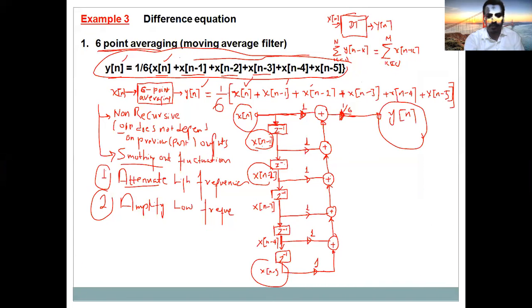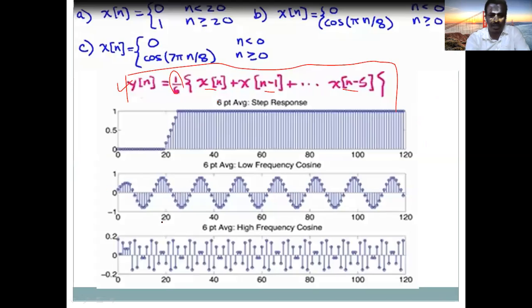this 6-point averaging. So this 6-point averaging system, it's used for what? Smoothing out, which attenuates high frequency and amplifies low. So to check this, we apply 3 inputs to check 3 types of inputs.